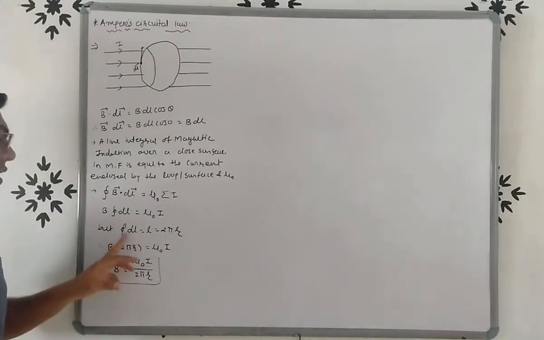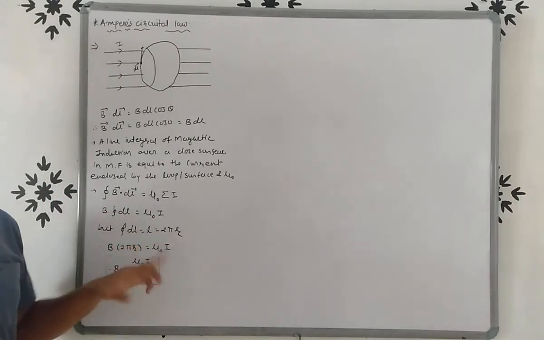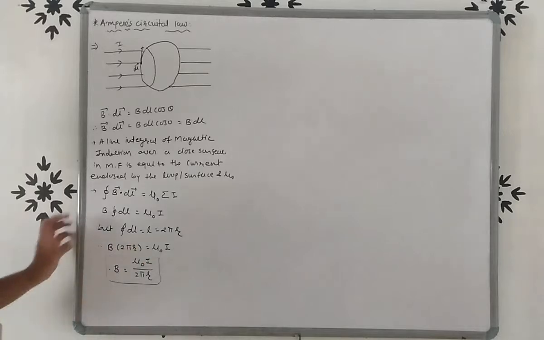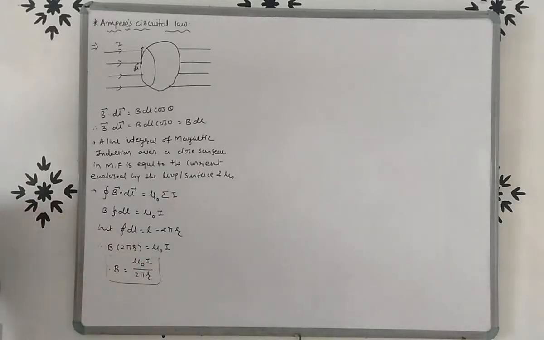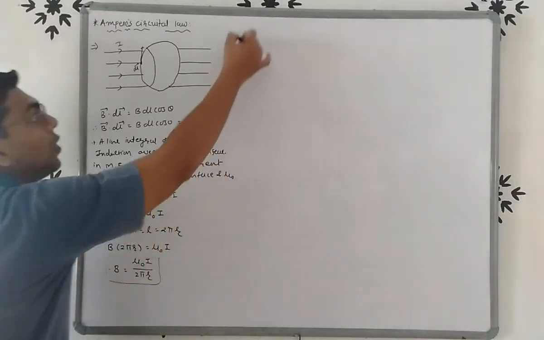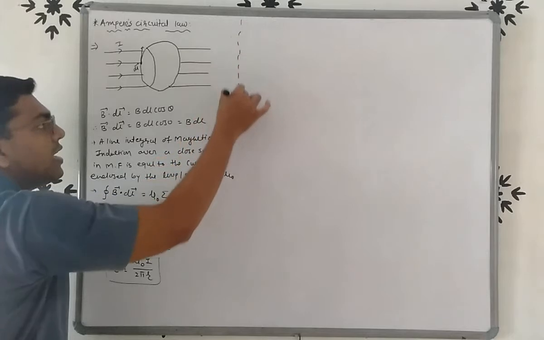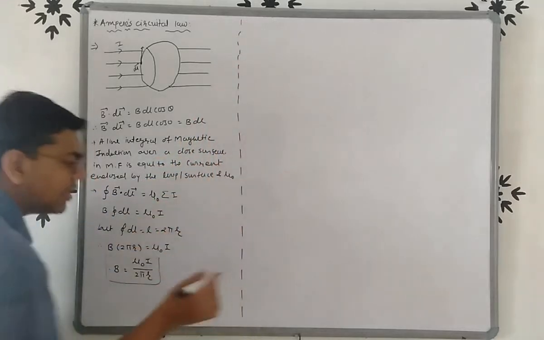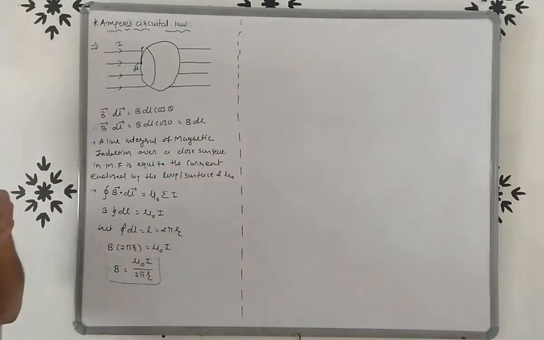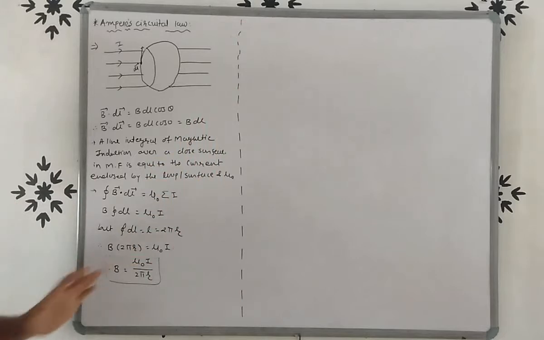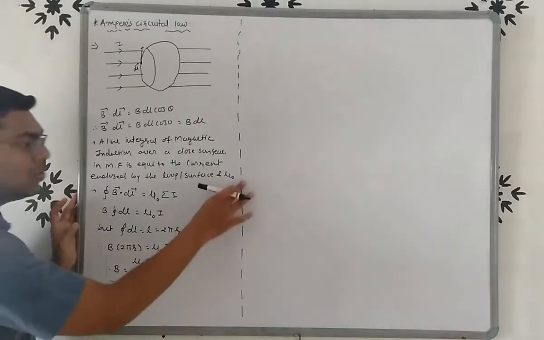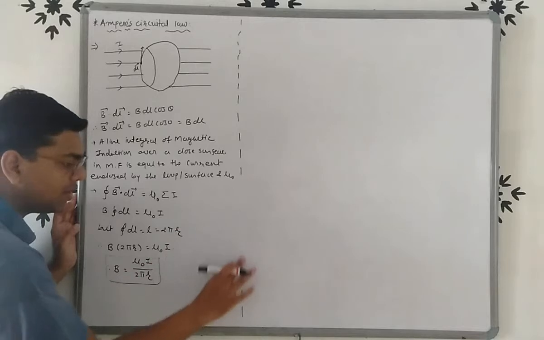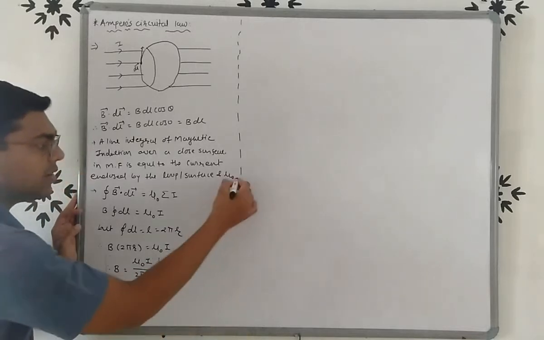But closed integral of dl means total length L, which is equal to 2 pi r. So if we solve for B, then B is equal to mu 0 I upon 2 pi r. Right? So this is the equation of magnetic field. And friends, you have to remember this equation of magnetic field.